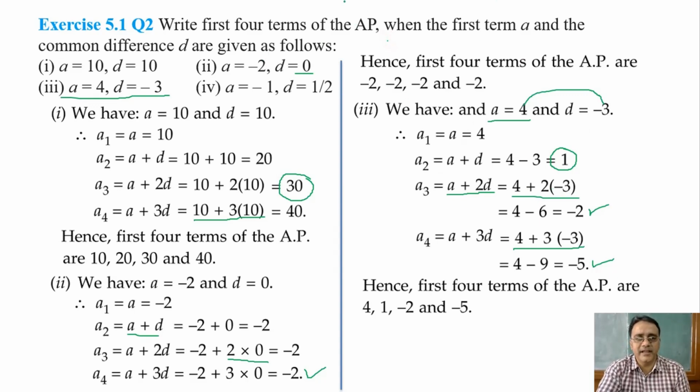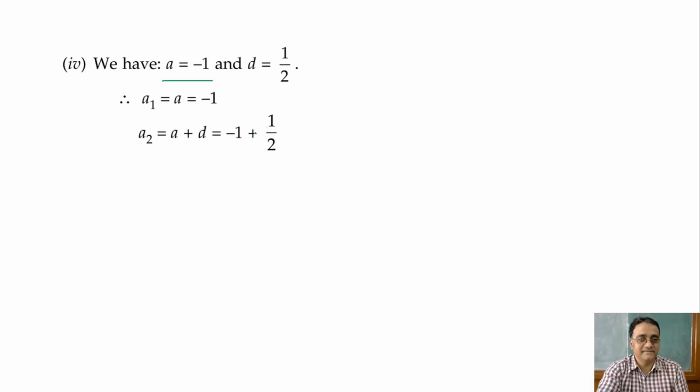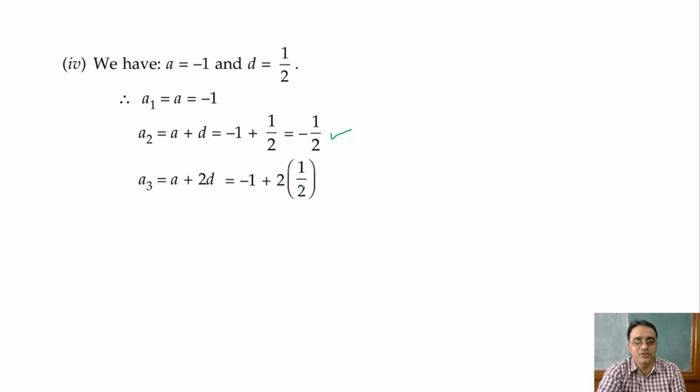So fourth bit, A is equals to -1 and D is equals to 1/2. So this one. What is the first term? -1. Second term A plus D, that is -1 plus half. कितना होगा? -1 plus half. We'll get -half. Right? Now A3. A3 is A plus 2D. That is -1 plus 2 into 1/2. So 2 cancel, -1 plus 1.